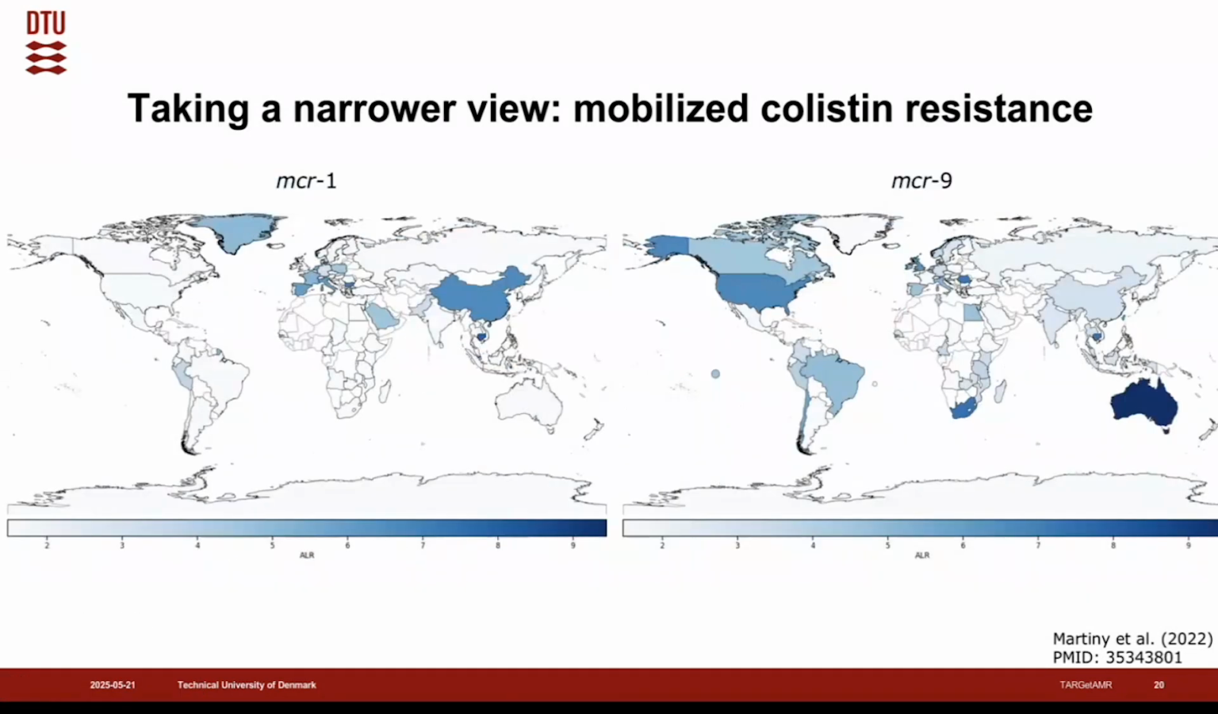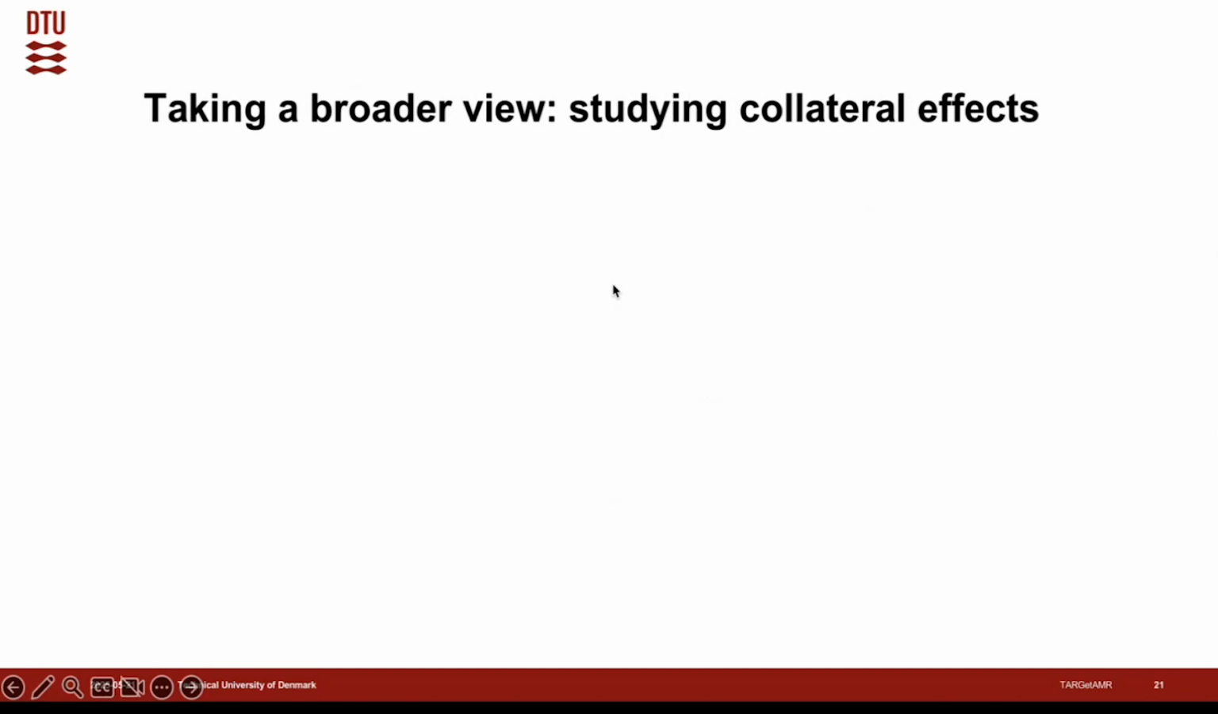But once we stratified by which MCR gene we're looking at, the picture is quite different. Australia was apparently the one that had all the MCR9 genes, really driving the abundance in the Australian samples, whereas MCR1 seems to be more localized to Europe and China, and maybe also a little bit in South America. So this is a way to really dig into all these 214,000 samples, but it also presents an opportunity to look at everything at once.